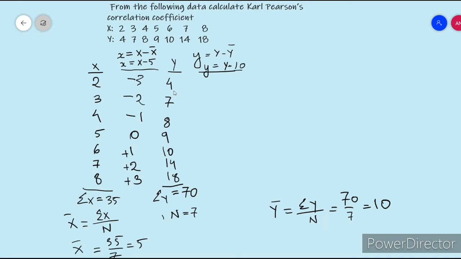You subtract them from 10. So 4 minus 10 is minus 6. 7 minus 10 is minus 3. 8 minus 10 is minus 2. 9 minus 10 is minus 1. 10 minus 10 is 0. 14 minus 10 is positive 4. 18 minus 10 is positive 8. Now the next step, we found the deviation.